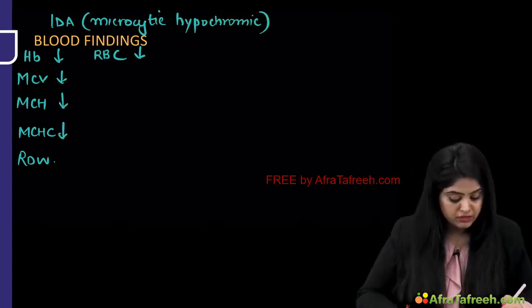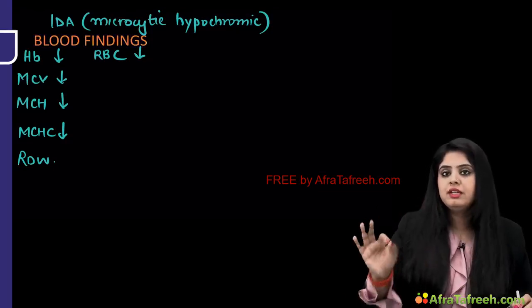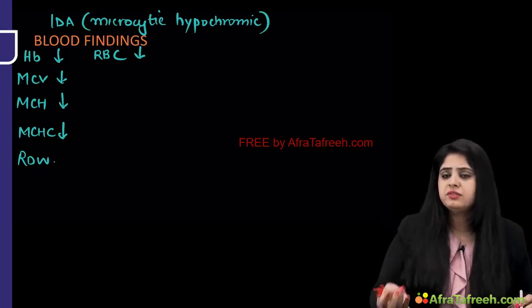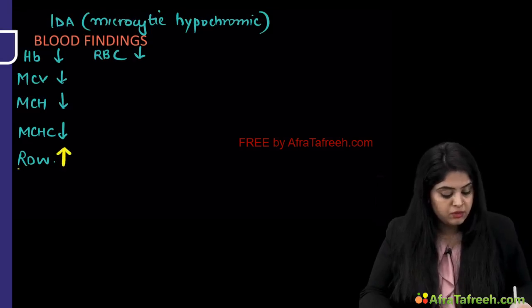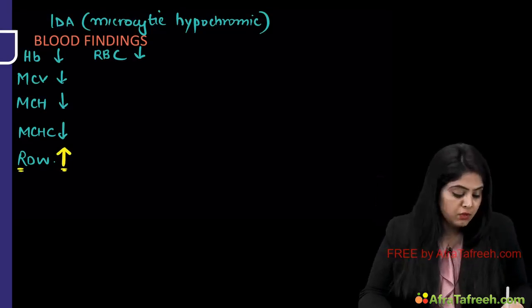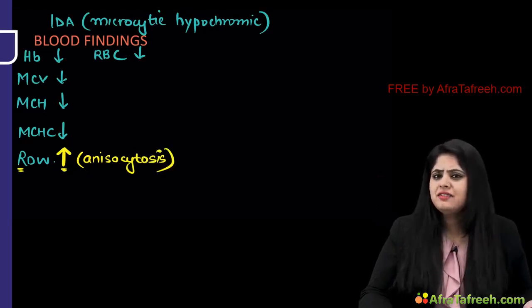Ultimately, no wonder I was giving you that example of being broke. Iron deficiency is a super broke anemia. Everything is less: hemoglobin, RBC, MCV, MCH, MCHC, everything is low. The only rich thing over here is RDW. RDW is increased. Can you recall for me what RDW was? RDW was telling you variation in size, anisocytosis. Why is there a variation in size?